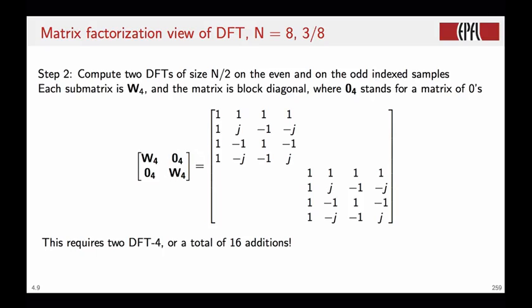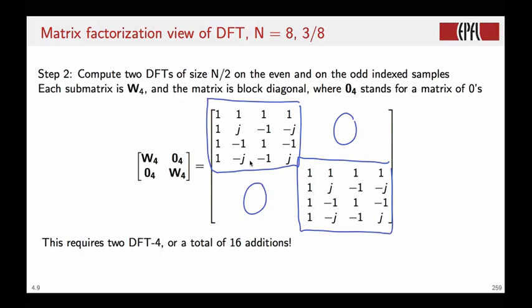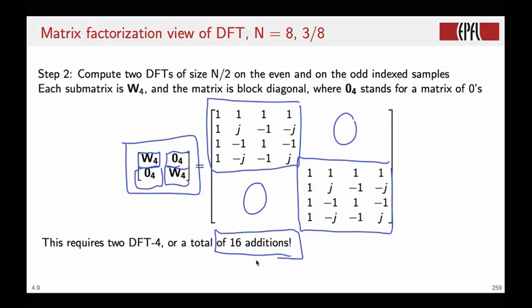Okay. Then we want 2 DFTs of size 4. Now, we're not going to factorize these guys. We did this already longhand just a couple of slides ago, but you recognize the DFT4 here. This is a 0 matrix, and we write this compactly as a block matrix with 2 W4 matrices and 2 0 matrices. Now, this requires 2 DFTs of size 4, so that's 16 additions, right? So far, so good.